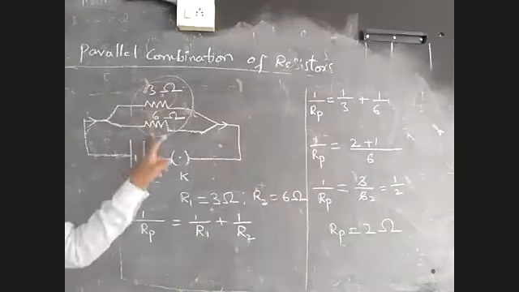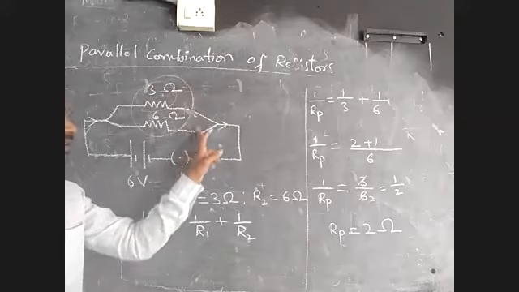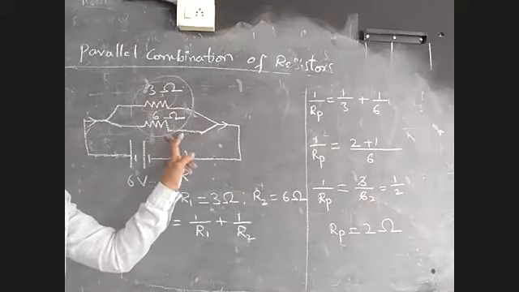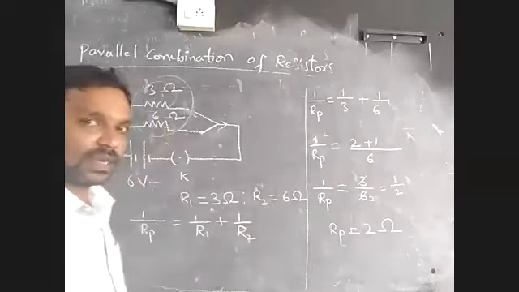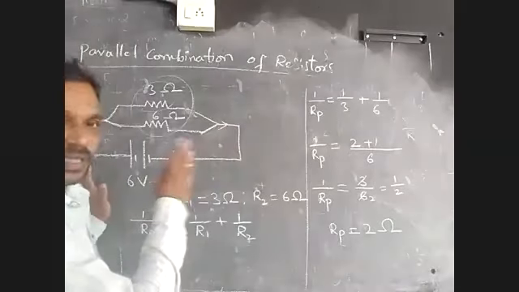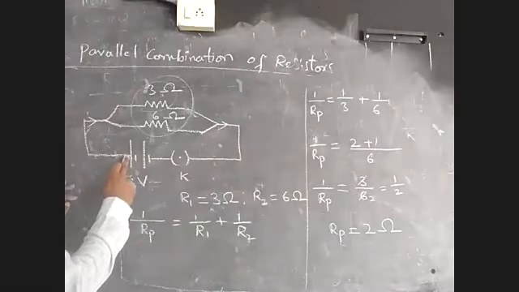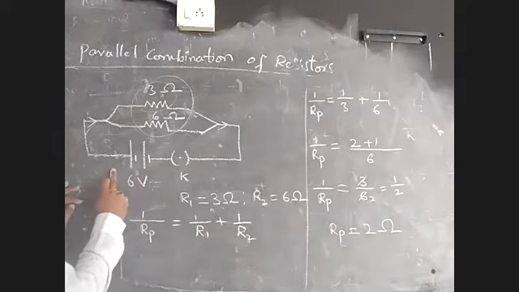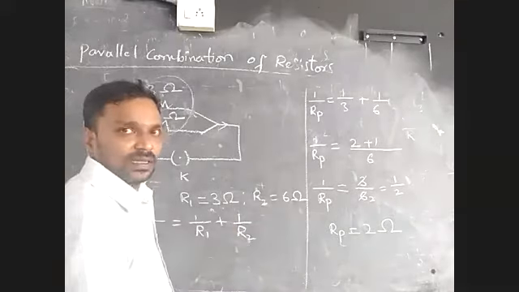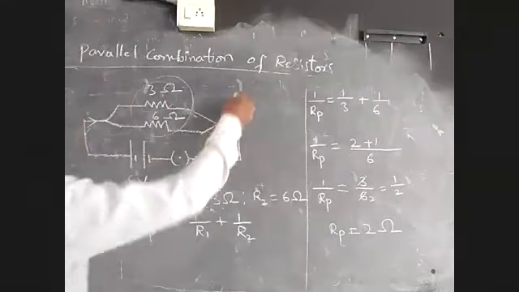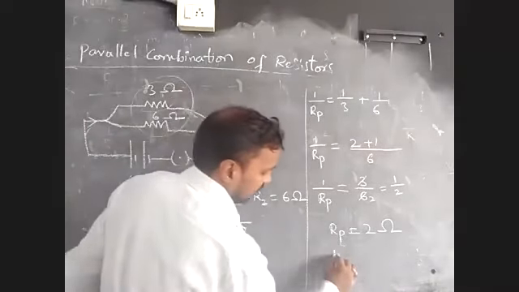The total resistance, or resultant resistance, of this particular parallel combination is 2 ohm. That means 2 ohm of resistance is being offered to the electric current flowing through the 6 volt battery. What is the current? According to Ohm's law, we have the formula I equals V by R.